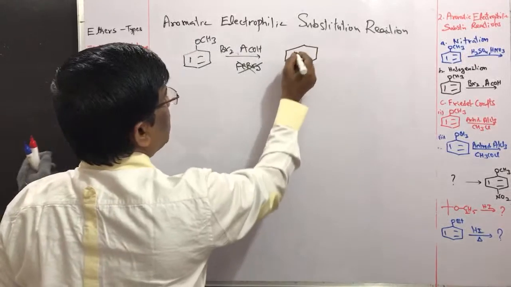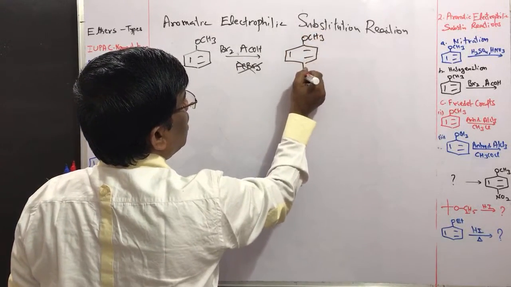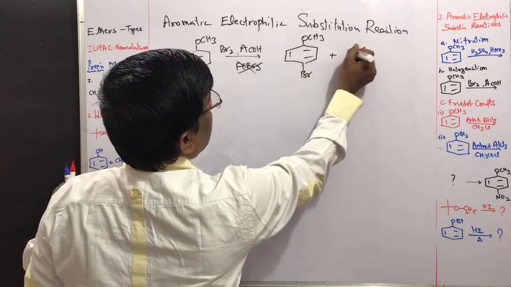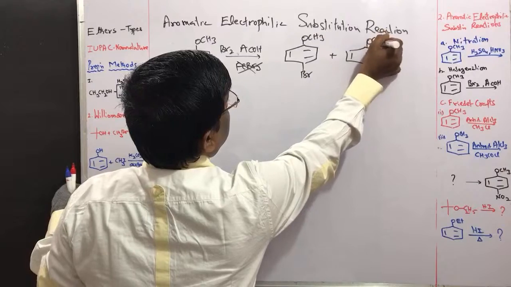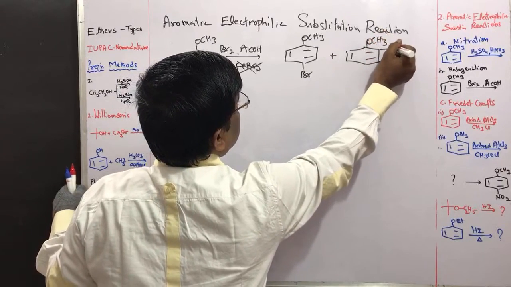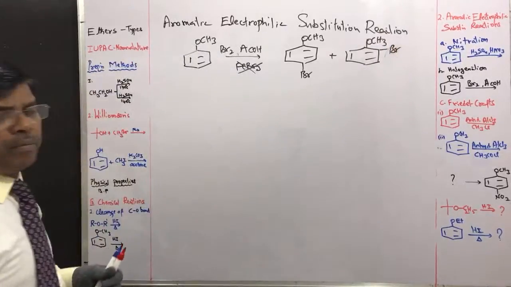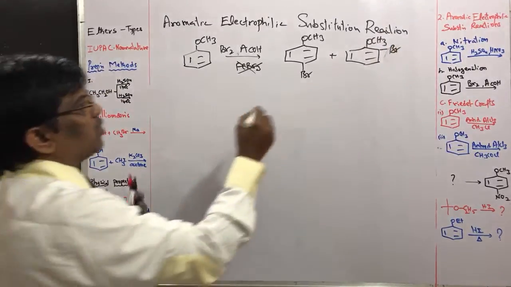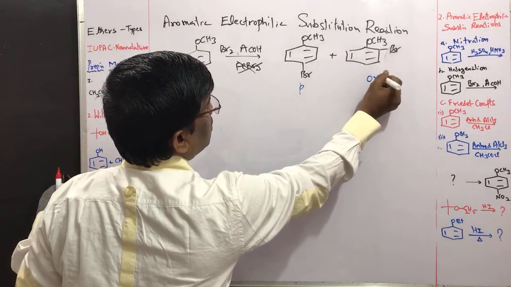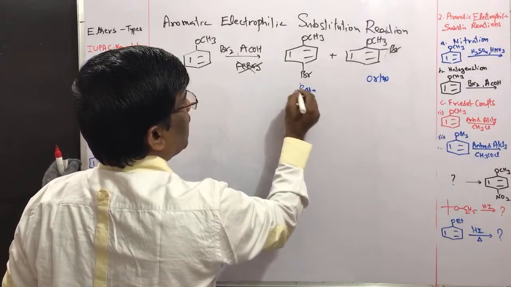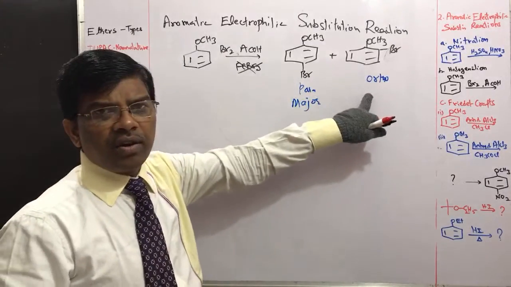Bromination is going to take place at the para position and the ortho position, giving para bromo compound and ortho bromo compound. Which is major in this case? Same story. The para is major. This is ortho. Para is the major product, whereas ortho is minor.